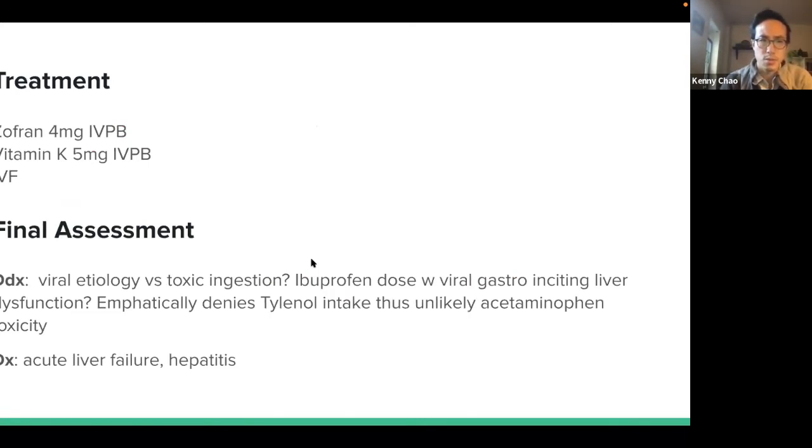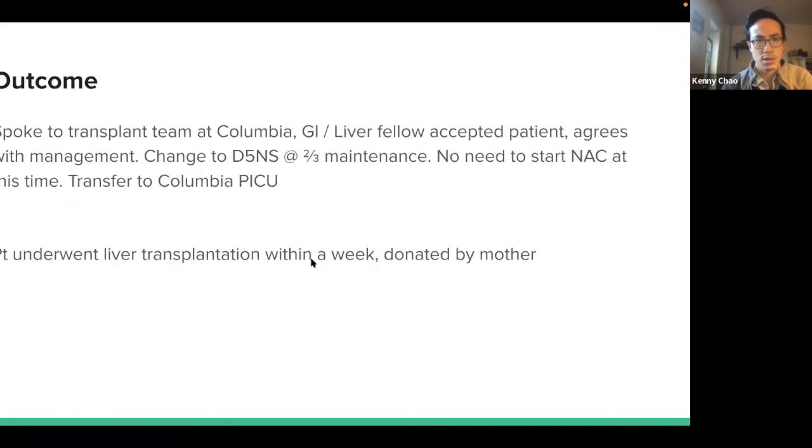And then the assessment was that this could be a viral etiology versus toxic ingestion. Essentially, the family really denied taking any Tylenol, so acetaminophen toxicity was ruled out by history, and the diagnosis was acute liver failure hepatitis. I'm just going to spill the beans here, and the outcome was that transplant team at Columbia was called. Their hepatologist accepted the patient, and he was transferred to the Columbia PICU. He underwent a liver transplant within a week, which was partially donated by his mother, which is really sweet.